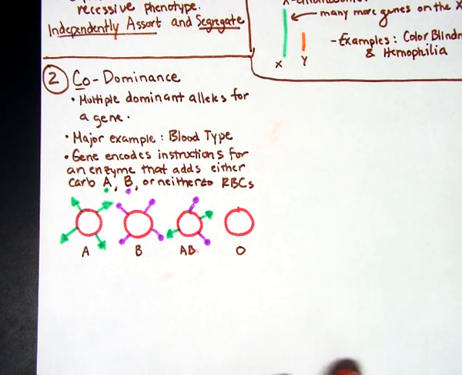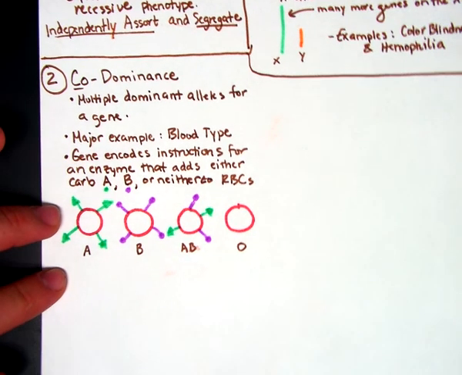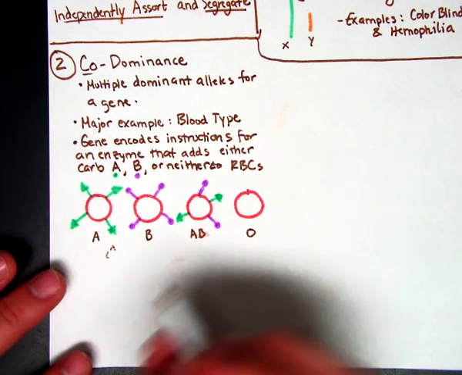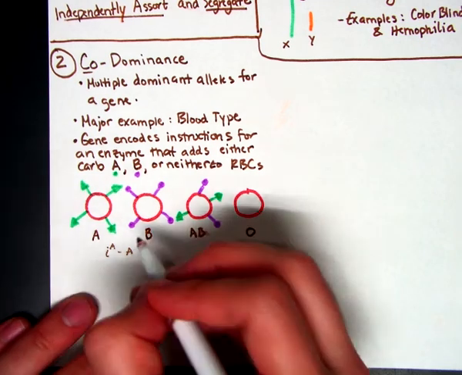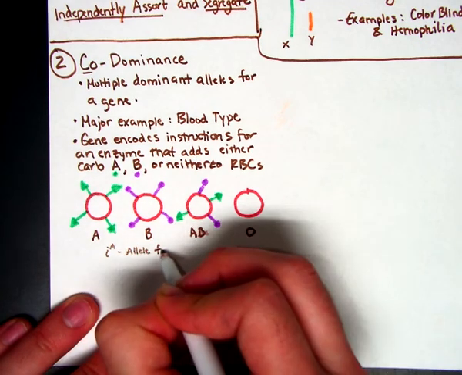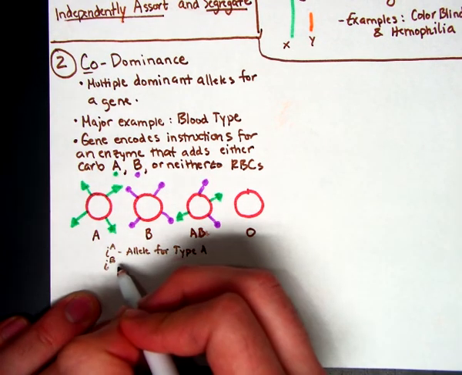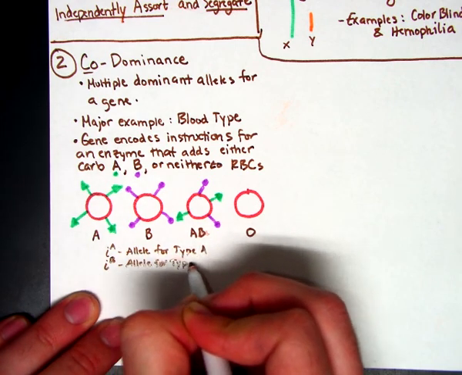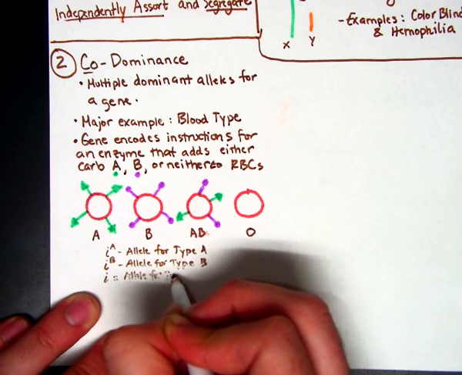So what you will see is that the allele for the enzyme that adds carbohydrate A, they actually use the letter I with the subscript A. This is the allele for type A. This is the allele for type B. And this is the allele for type O.